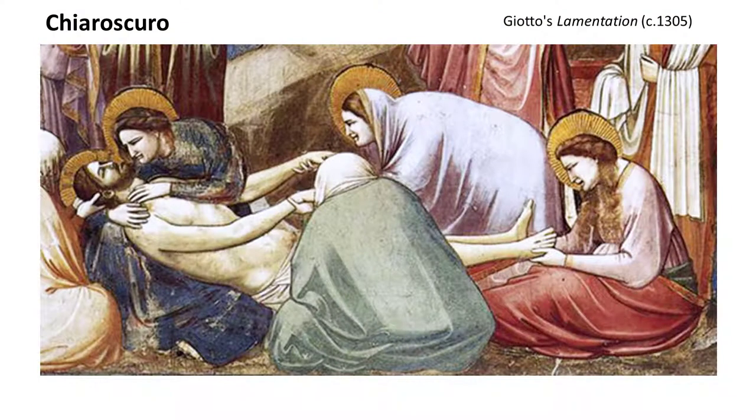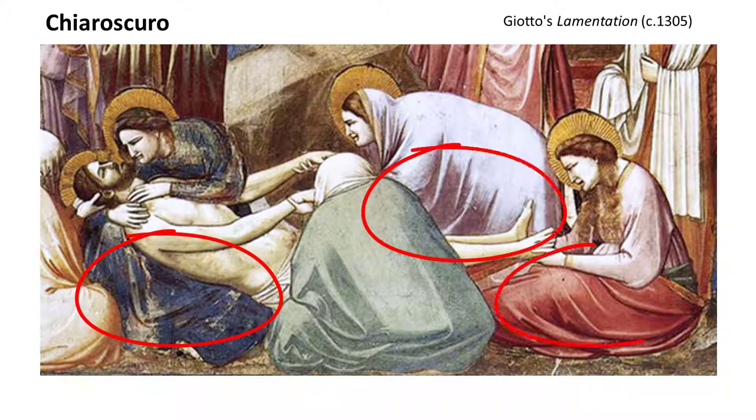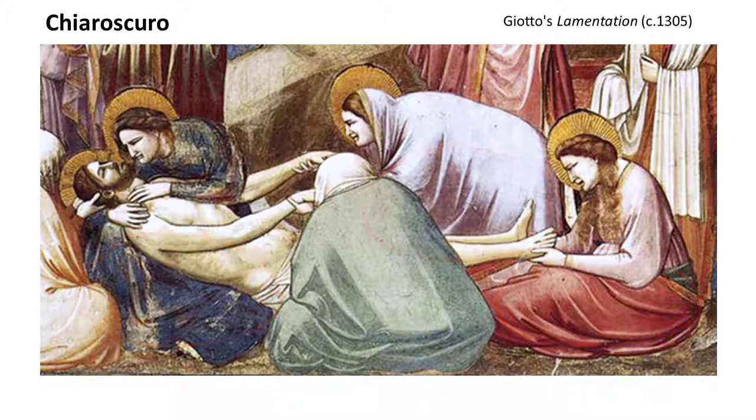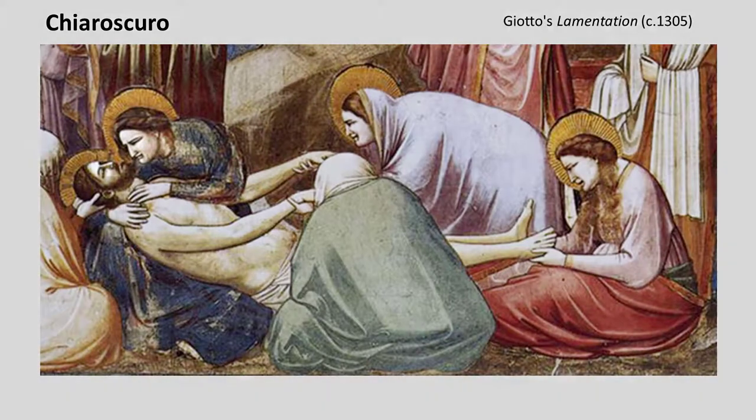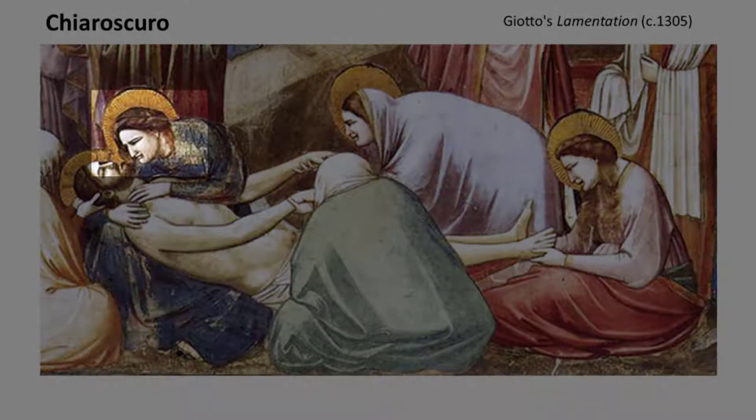You can really see this here in the folds of the women's robes. Giotto has created the illusion of folds, where the parts that are tucked in are darker, and the parts that are closer to the eye are lighter. You can also see chiaroscuro in the arm of the body of Christ, and the face here of the Mother Mary, contrasted against the dark figure behind her.